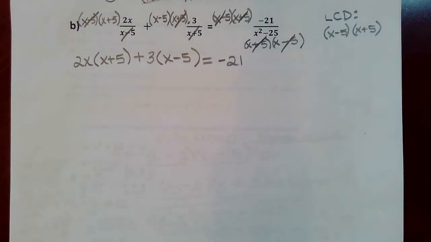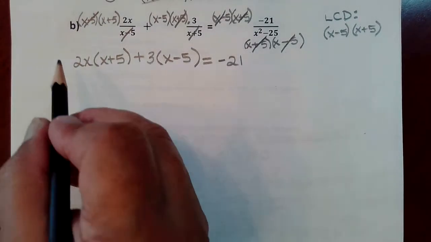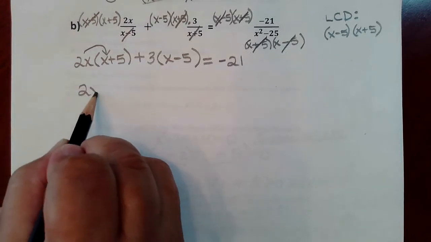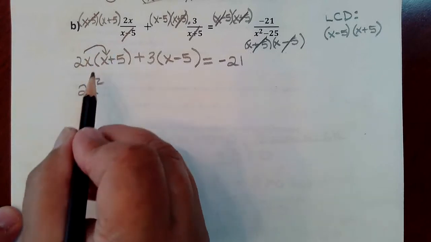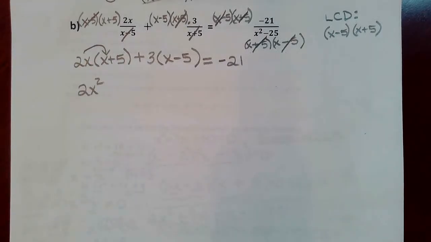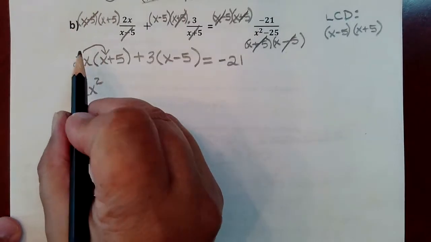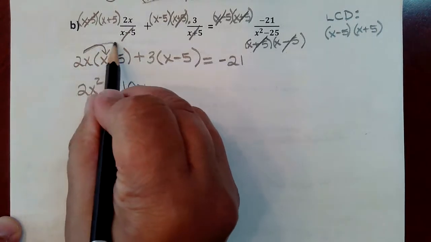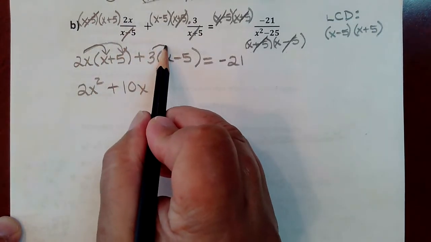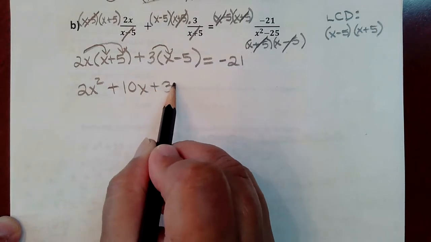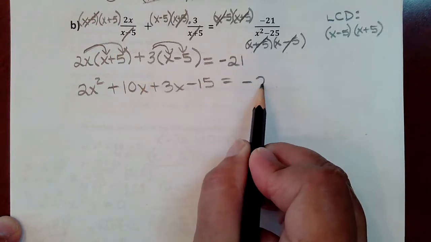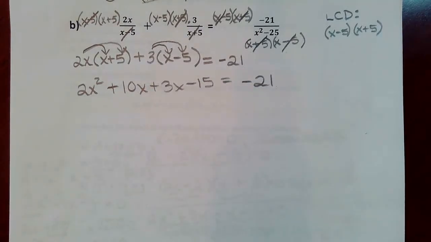Okay, now you have no fractions, but you're going to remove the parentheses, and that's where you're going to create a quadratic equation, which of course is the emphasis of this section. So you're going to have 2x squared, because when you're multiplying, of course, you add the powers. And then 2x times 5 gives you 10x. Distributing the 3 to this next parenthesis, that would be 3x, and then 3 times negative 5 would be negative 15, is equal to negative 21.